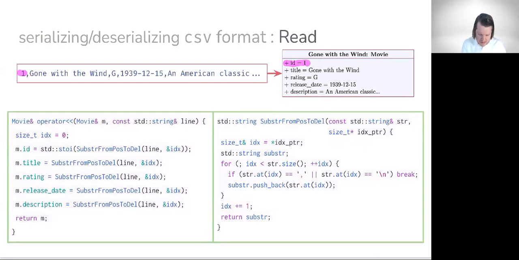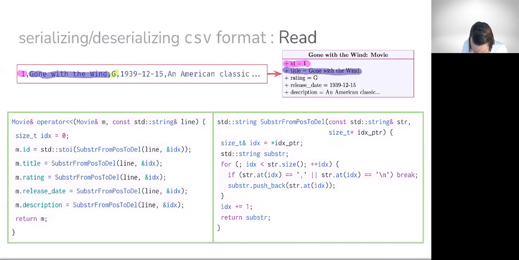We'd like to then extract, say, the title and put it in its corresponding field in a movie object. We'd like to then extract, say, the rating and get it in its corresponding field. So on with the release date, it needs to go into the release date field of a movie object. And then finally, the description. Remember here, that last field is going to be terminated with an end of line character because that's all of the fields for this particular record.